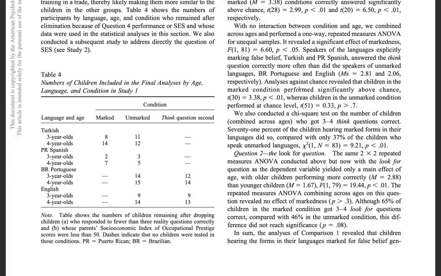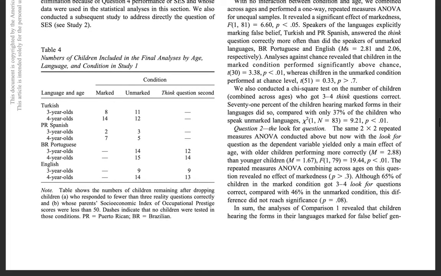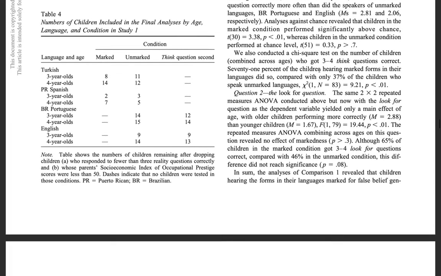Revealed a significant effect of markedness. Speakers of the languages explicitly marking false beliefs answered the think questions correctly more often than speakers of unmarked languages. So we got markedness only in native speakers and unmarkedness only in native speakers. So they didn't allow for that comparison condition across Turkish marked and unmarked and Puerto Rican marked and unmarked. So that's where we ended it.